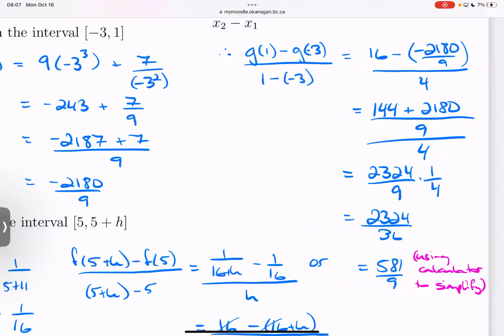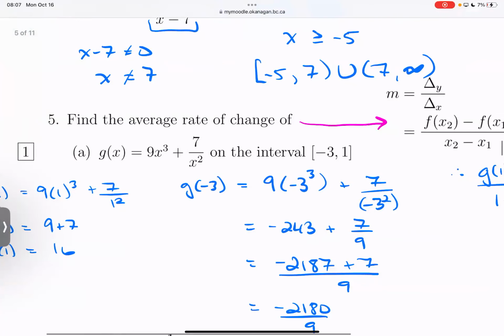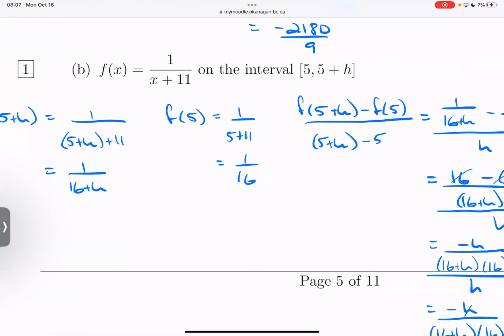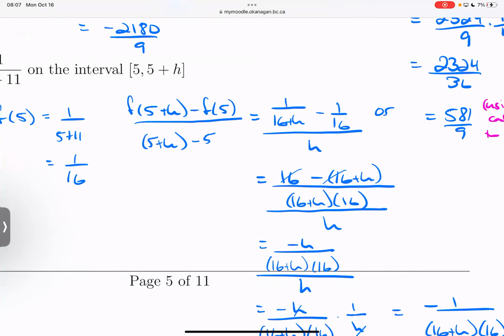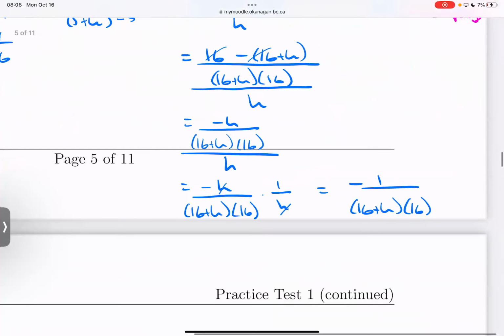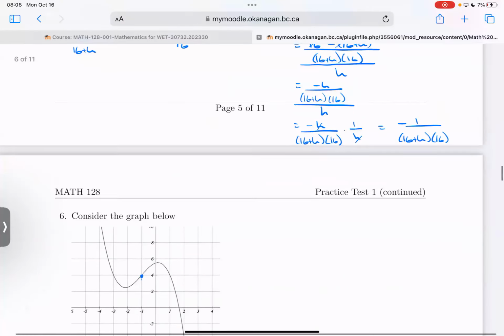You won't have to do anything like that on the test, but be prepared to do something like B, where you have 5 and 5 plus H as your endpoints, remembering that the H in the denominator always cancels out. I had to use up a little bit more than the page. There's always an H left, or usually, but the H in the denominator cancels always. Otherwise, you did something weird. Okay.